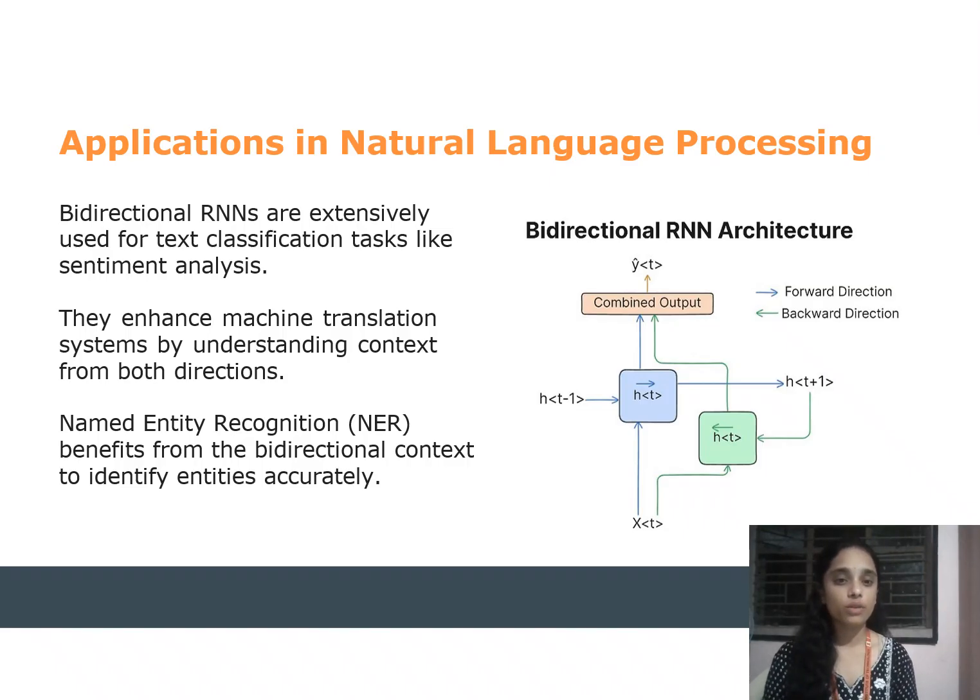Applications in natural language processing. Bidirectional RNNs are used in natural language processing. How they are used? Here we can observe. Used for text classification tasks like sentiment analysis. They enhance machine translation systems by understanding context from both directions. Named entity recognition (NER) benefits from bidirectional context to identify entities accurately. Here we can observe the architecture, combined output, and also forward and backward direction.